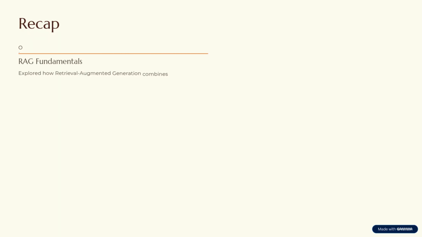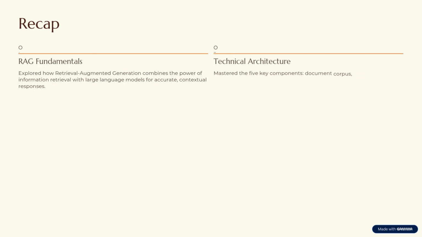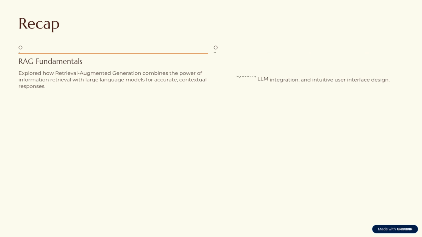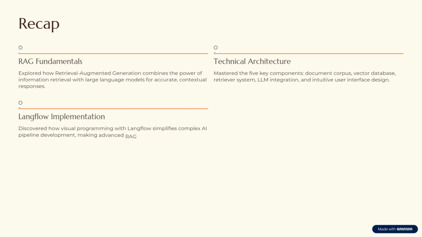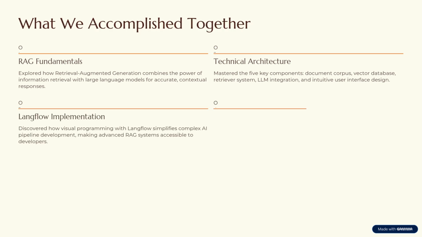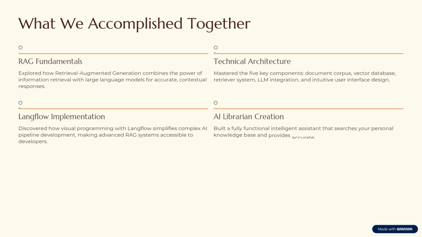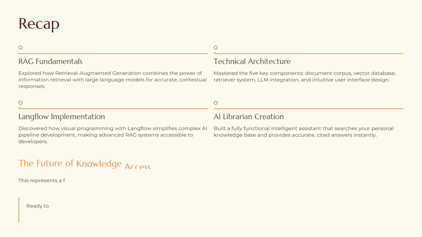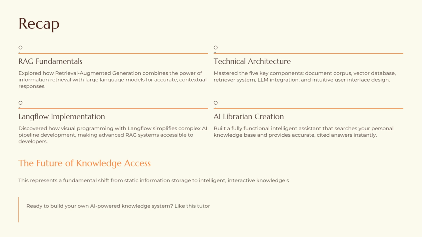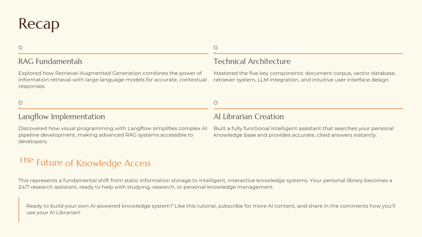So to recap, we learned what retrieval-augmented generation is. We explored the key technical components: document corpus, vector database, retriever, LLM, and user interface. We saw how Langflow makes it easy to connect these components into a working pipeline. And we built a fully working AI librarian that can instantly search through your personal library and give you accurate, cited answers. This is the future of knowledge access. Libraries that are not just static collections, but intelligent assistants available anytime, anywhere.